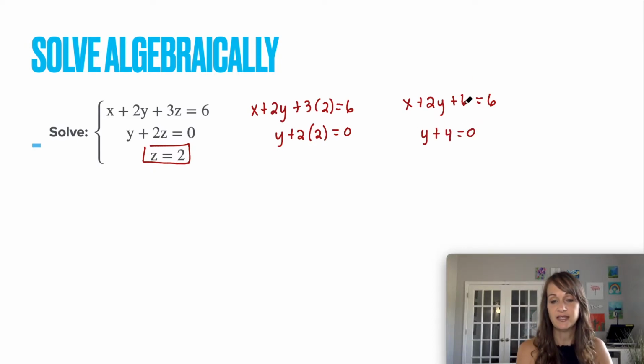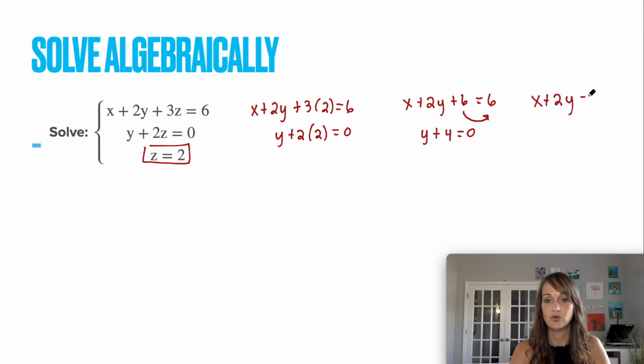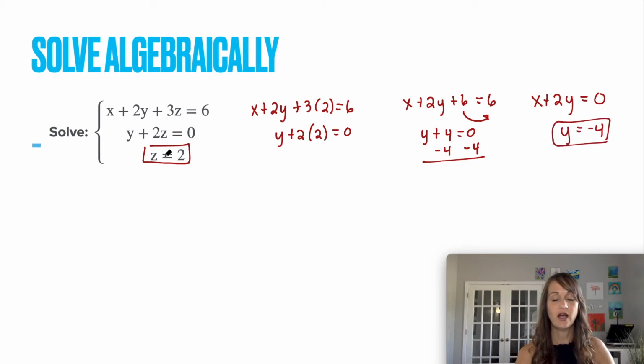I'm going to go ahead and get any whole numbers or integers on the same side together and keep the variables on the left-hand side. So in the top equation, I would subtract 6 on both sides because that's a positive, leaving me x plus 2y equals 0. In the bottom equation, I would subtract 4 on both sides, and I would get y equals negative 4. So I already know that z equals 2. I have now determined that y equals negative 4, and now I can plug negative 4 in for y, substitute it into the top equation, and I'll find x.